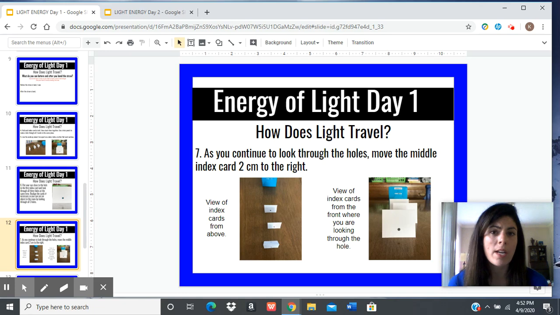The next part of the index card experiment is as you continue looking through the holes, move the middle index card 2 centimeters to the right. Again, 1 centimeter is about the length of your pinky nail, so 2 centimeters is not very far. The view on the left shows a view from above of how little you move that second index card. And then the picture on the right shows a view from the front.